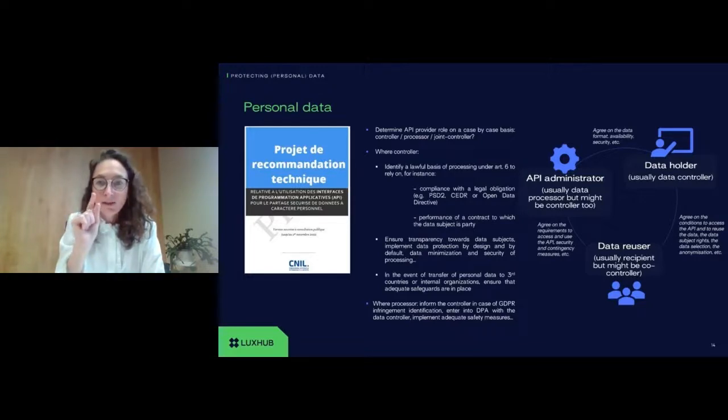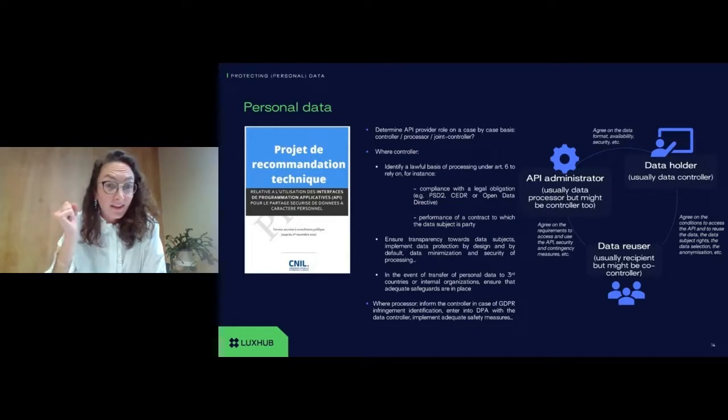It means concretely that there is a data processing agreement between the data holder and the API administrator. And the API administrator must abide by different rules laid down by GDPR. But one of the very important points, of course, is the security. Must ensure to have strong security measures and that these measures have been agreed upon between data holder and API administrator.